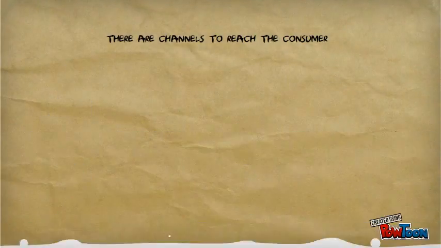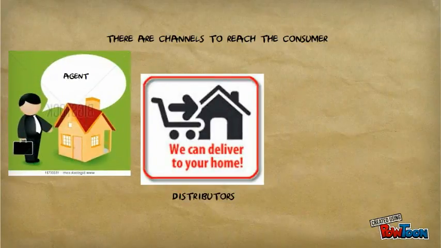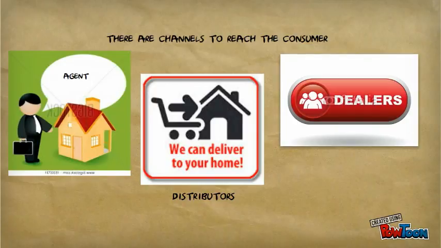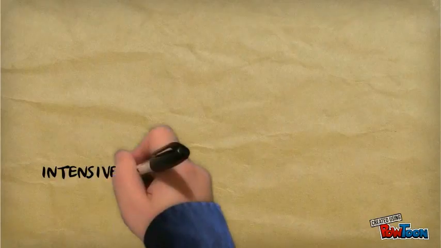There are channels to reach the consumer through agents, distributors, dealers, and wholesalers, who sell the products to retailers, and they supply to the markets, supermarkets, hypermarkets, retail shops and others so that consumers can go and buy their products. What is intensive distribution?